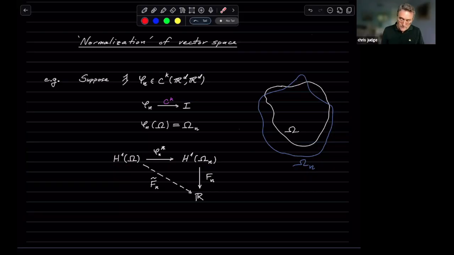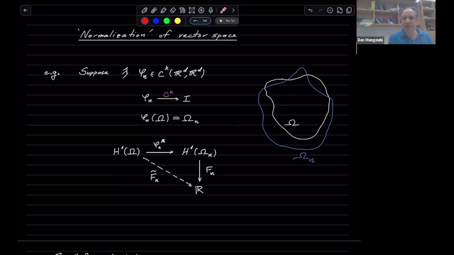Instead of considering these F_n's, these functionals on H1 of Omega, you should consider the composition. That composition is still a ratio of quadratic forms, so all the analysis we discussed last time still applies. It's just that you get variable coefficients in your Dirichlet form, etc. So I shouldn't minimize this. This is a part of the game that you have to play, but it's something I'm not emphasizing.